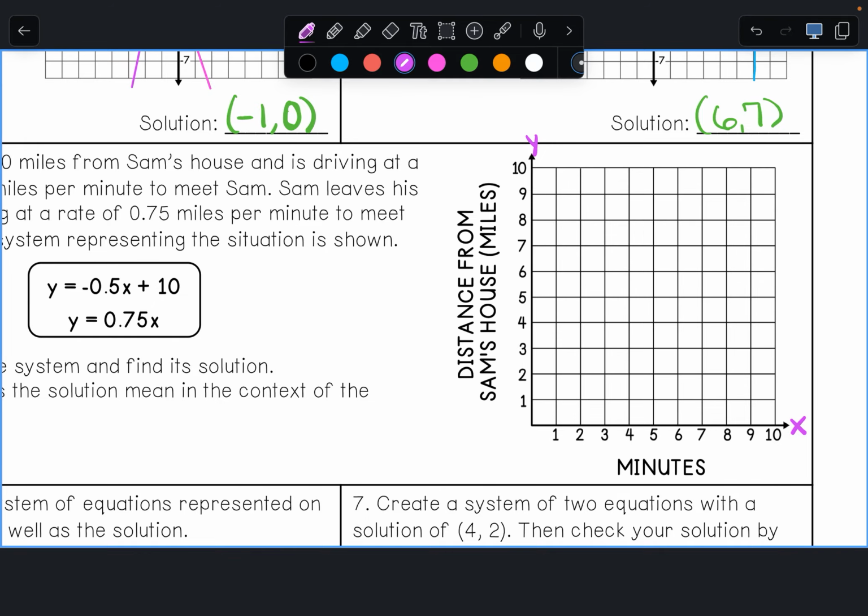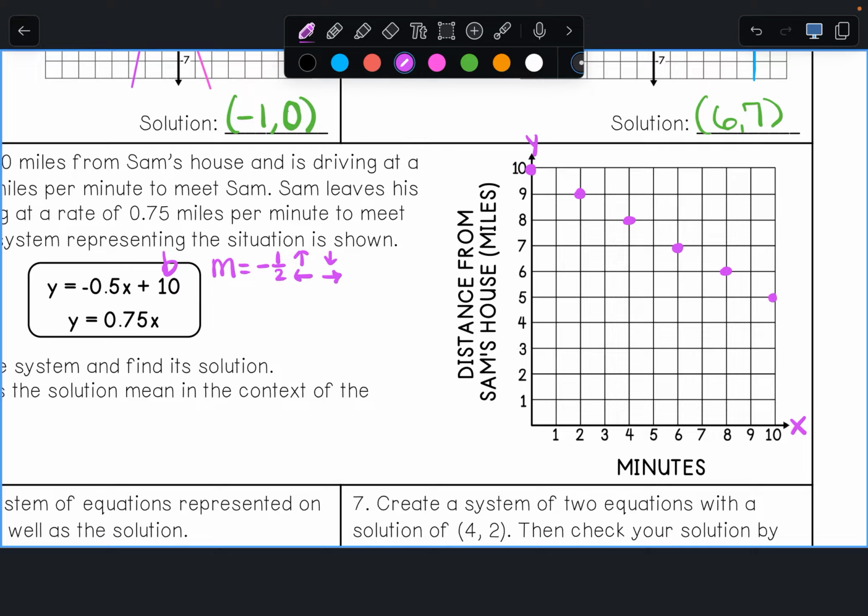So, what is the solution? 8, 6. They cross at 8, 6. What does the 8 represent? It represents minutes. And the 6? Distance from Sam's house. Okay.